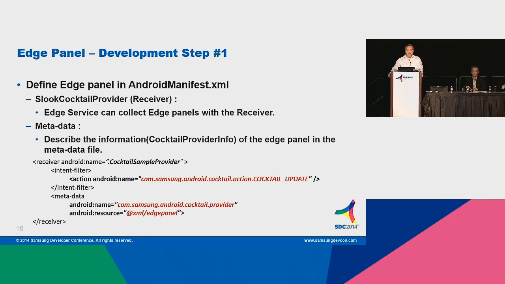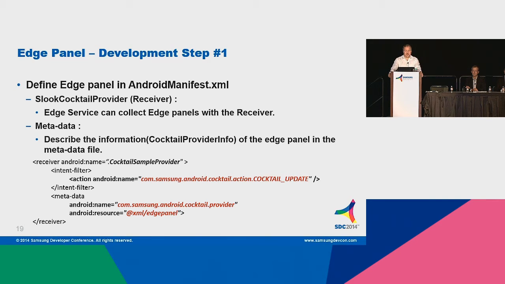The first thing you need to do when you're creating your edge panel is to add a receiver to the Android manifest file. The receiver is required to handle all the broadcast requests related to your edge panel. The receiver element contains the name of the provider, which is Cocktail Sample Provider, and that will implement the Look Cocktail Provider functionality. The intent filter element includes the action element that specifies the Cocktail Sample Provider and accepts the Action Cocktail Update broadcast.